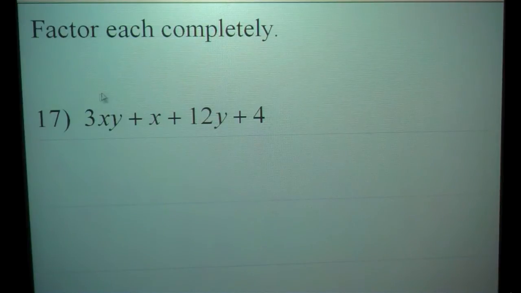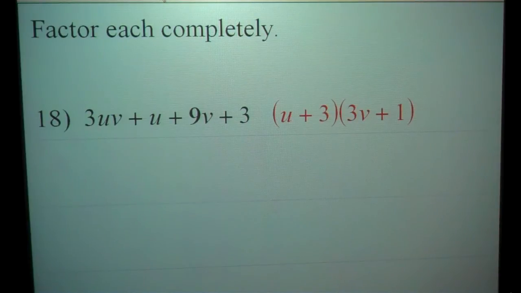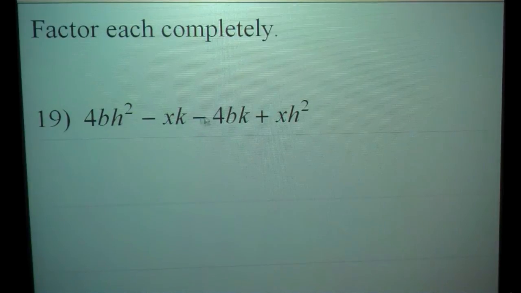Next. If it doesn't work the first time you try it, you may have to rearrange your answers. Pause. Here's your answer. Another one. Pause. Here's your answer. We're doing good. 19. Factoring by grouping. There's quite a few of these because we spent a lot of time this past week talking about those. Here's your answer.